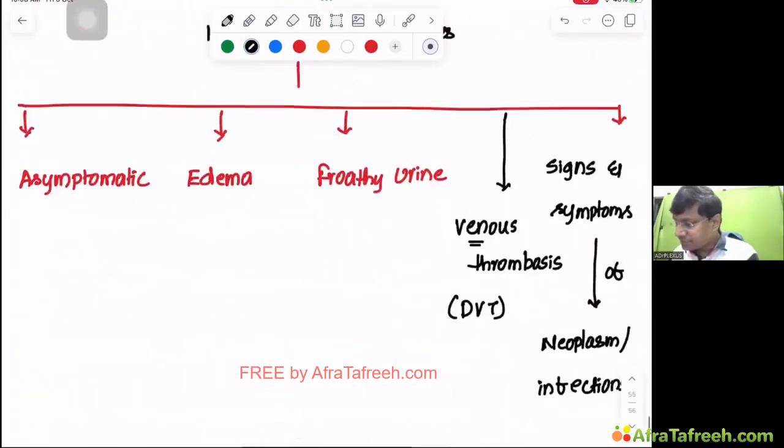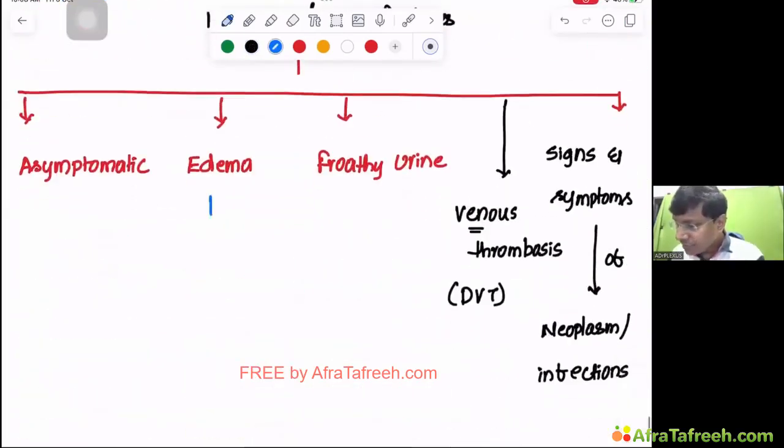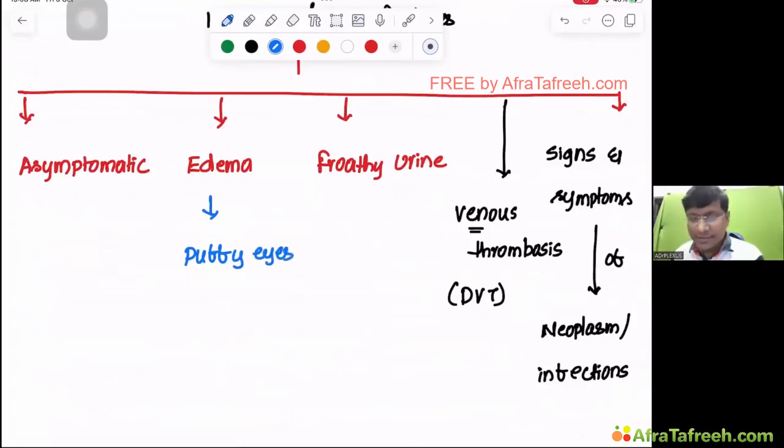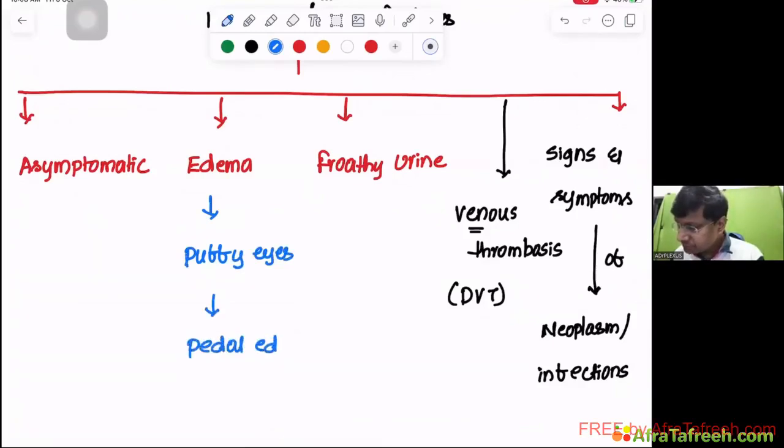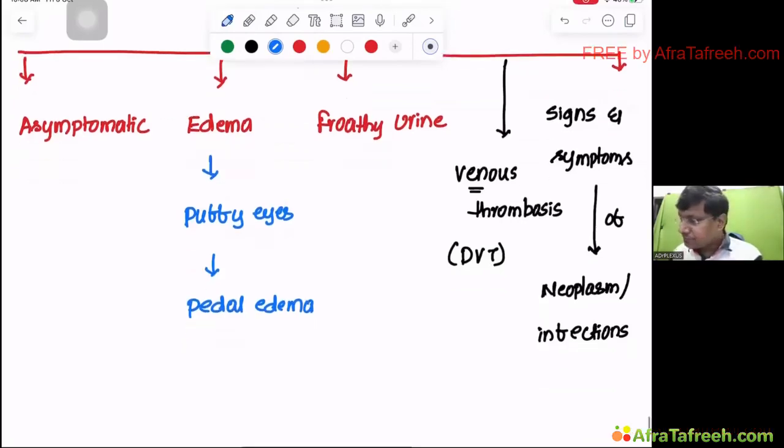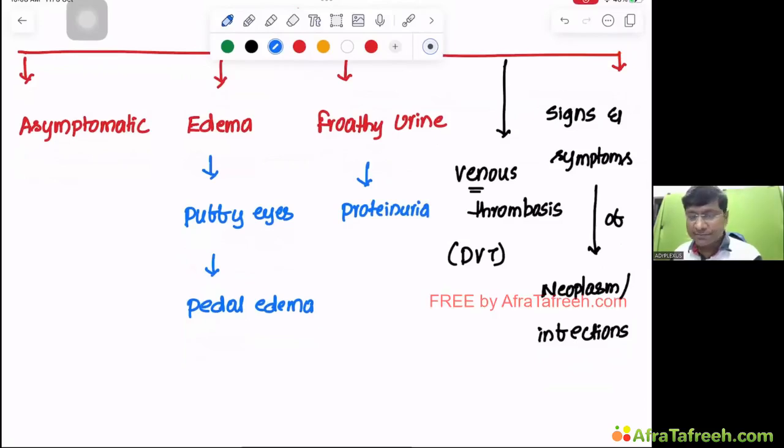And apart from these, where all will you have this edema? Initially, they'll have puffy eyes, right? And followed by that, they progress to development of pedal edema. Okay, that is very important. And this frothy urine is what? This is due to proteinuria, right? This is your frothy urine.